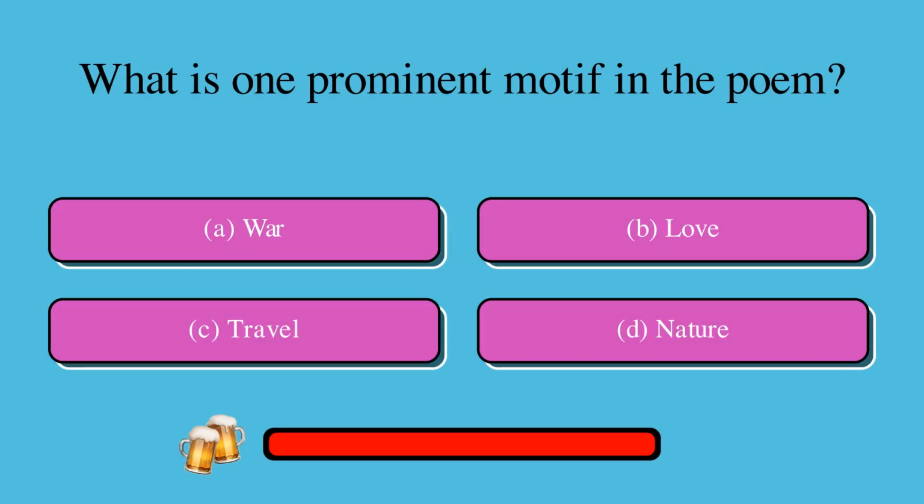What is one prominent motif in the poem? Is it A, war, B, love, C, travel, or D, nature? The correct answer is C, travel.